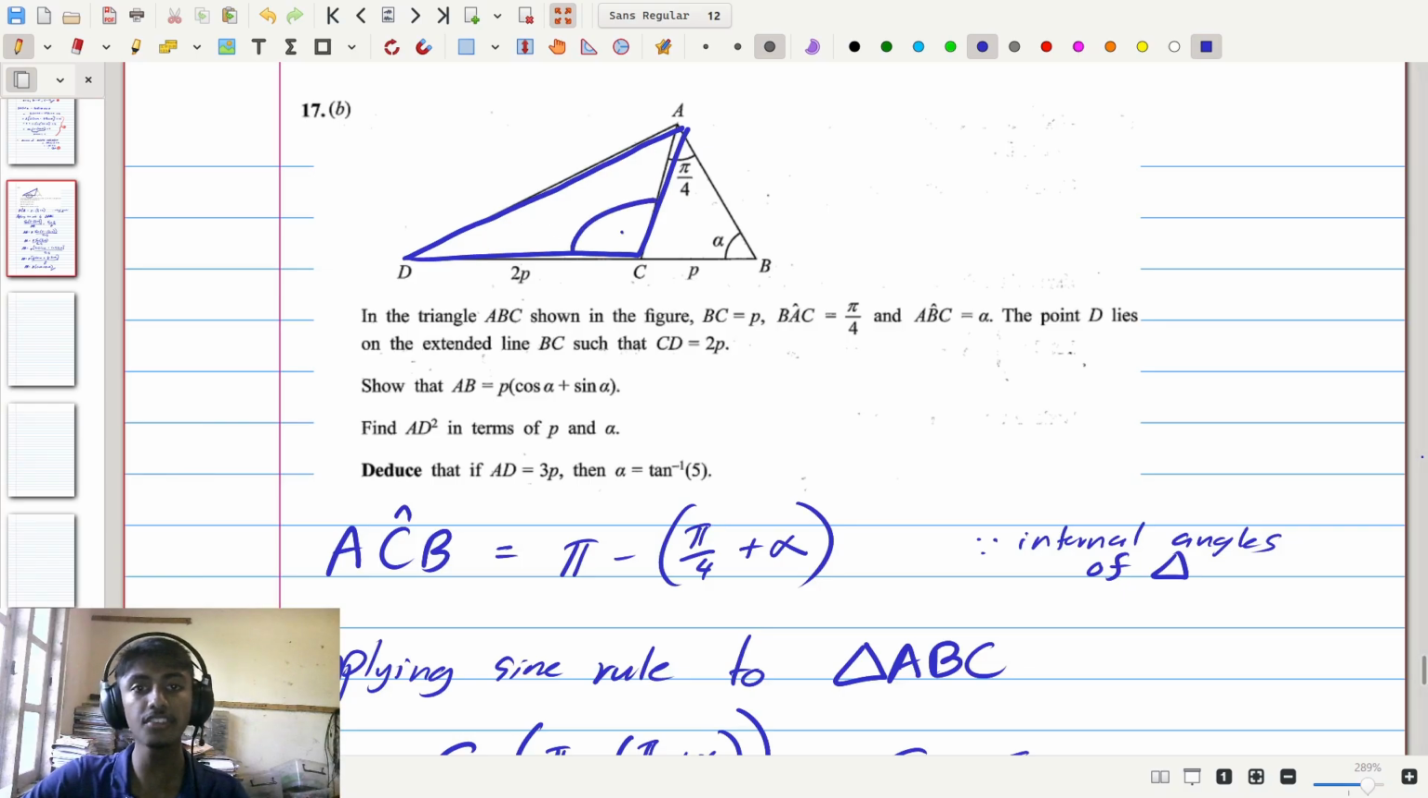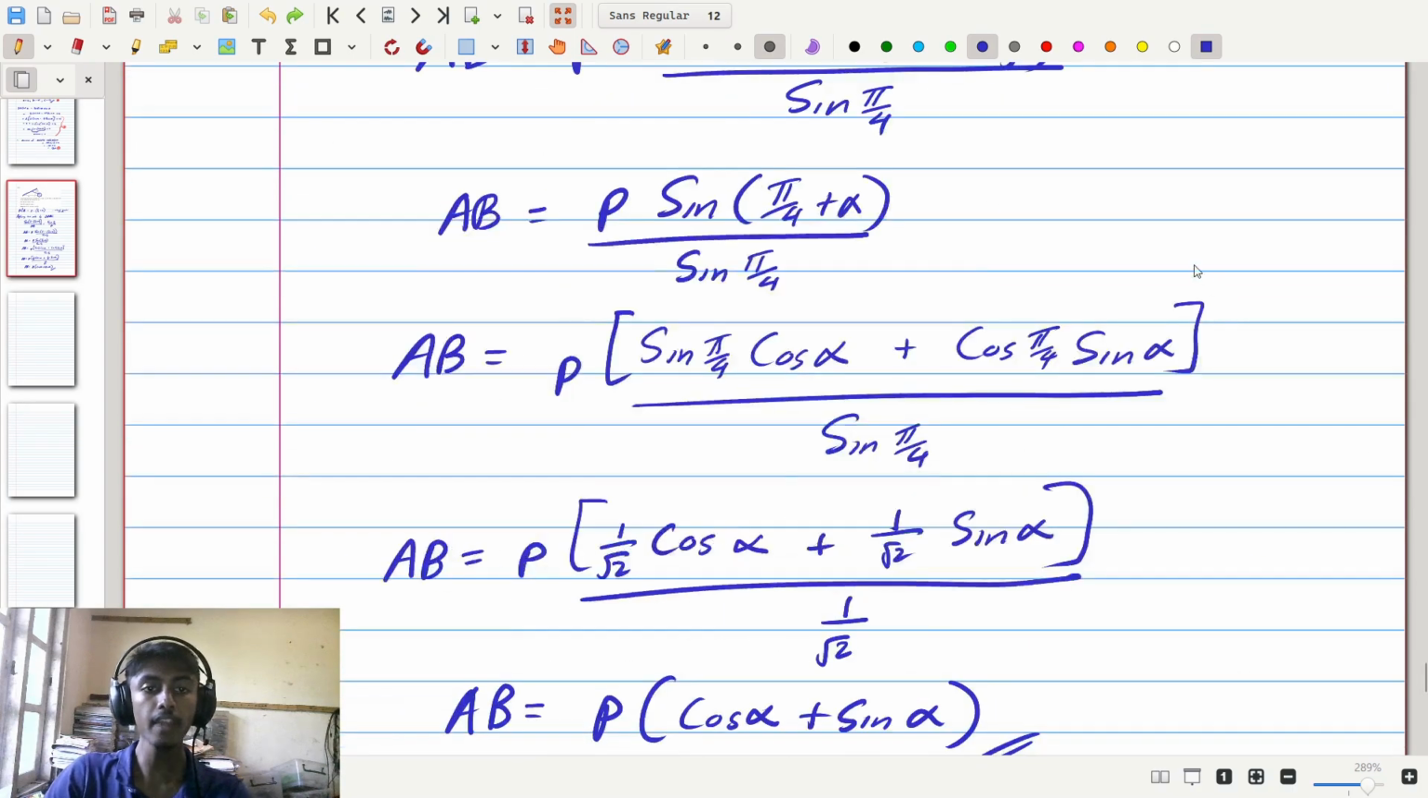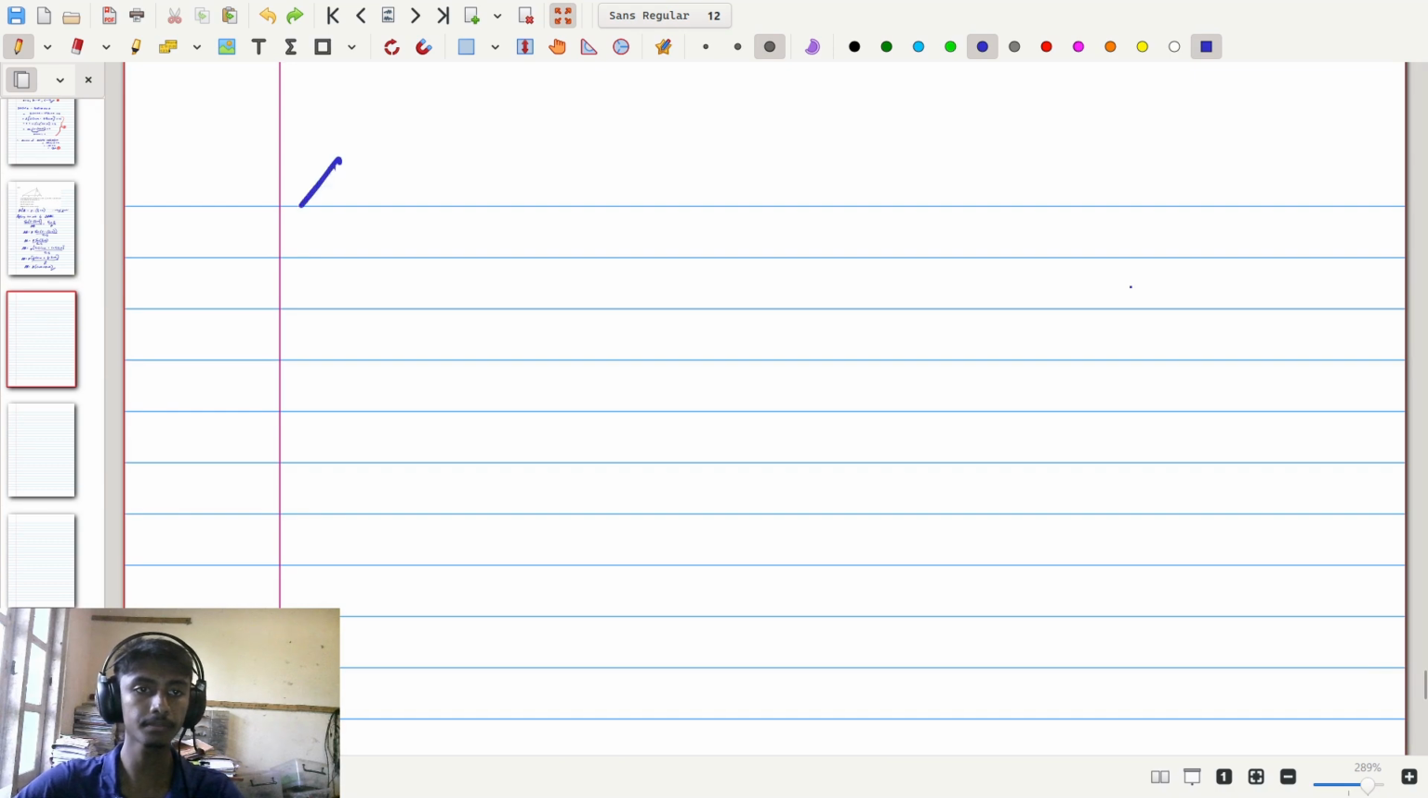We know this angle, since it's equal to the sum of these two angles, pi by 4 plus alpha, but we don't know the length AC. According to that, we'll try the other triangle and see if it's any better. Now considering the other triangle ADB, in this triangle we know this side length, since it's equal to 2p plus p, which is 3p. We know the side length AB because we just found it in the previous part of the question, and we also know the opposite angle to AD, since this is just equal to alpha. So according to that, if we apply the cosine rule to the triangle ADB, we can easily find the side length AD.